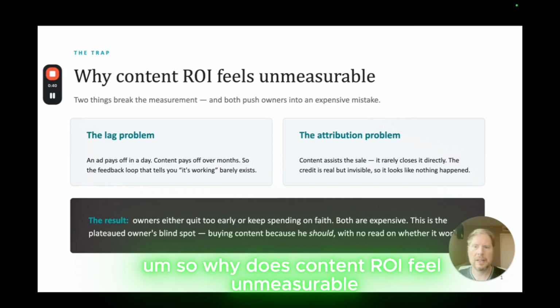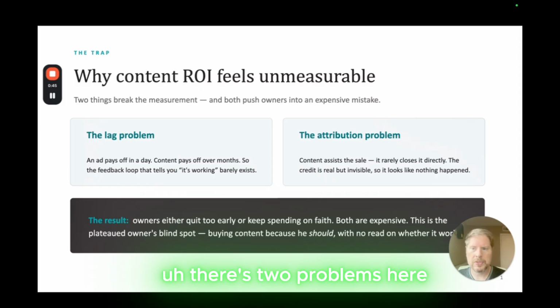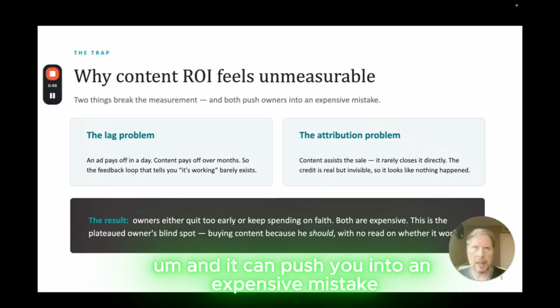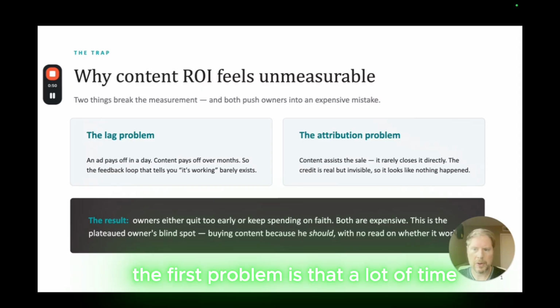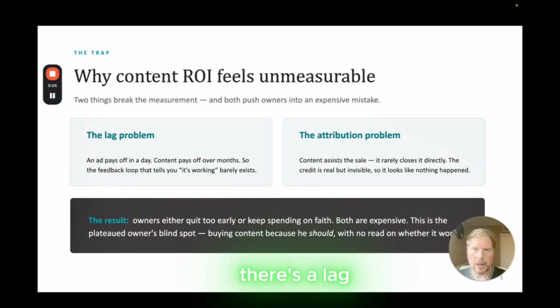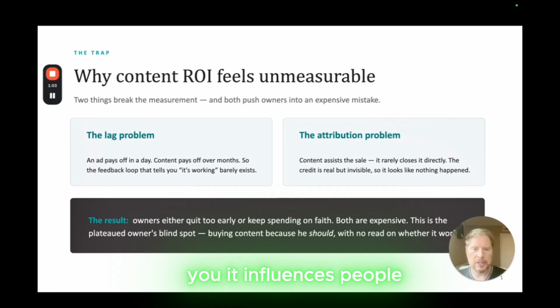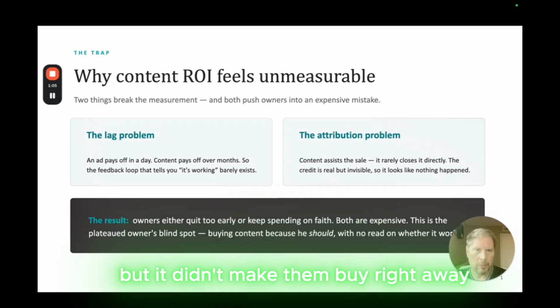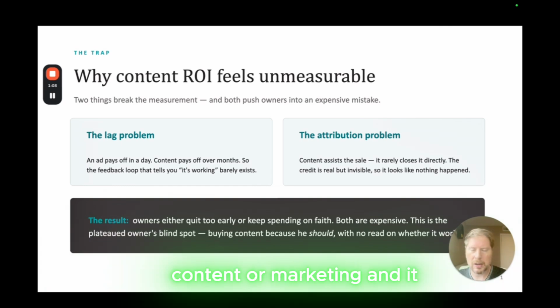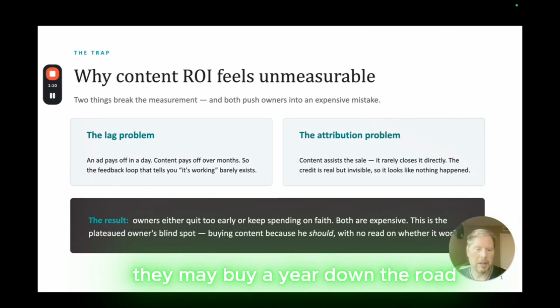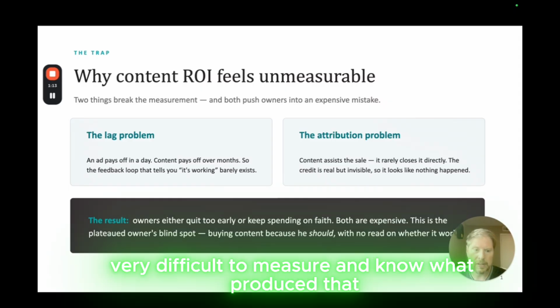So why does content ROI feel unmeasurable? There are two problems here, and they can push you into an expensive mistake. The first problem is that a lot of the time content doesn't pay off immediately. So there's a lag, a time period that passes where it influences people, but it didn't make them buy right away. Someone can receive a piece of email content or marketing, and they may buy a year down the road, and that's very, very difficult to measure and know what produced that.